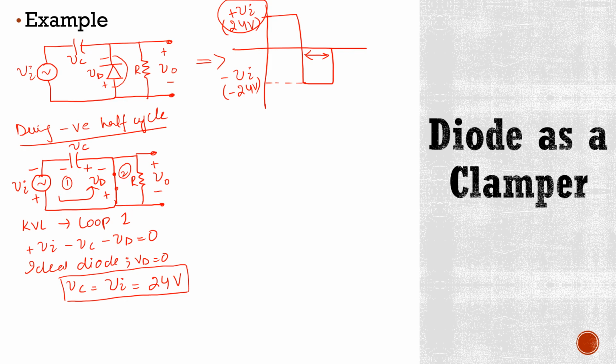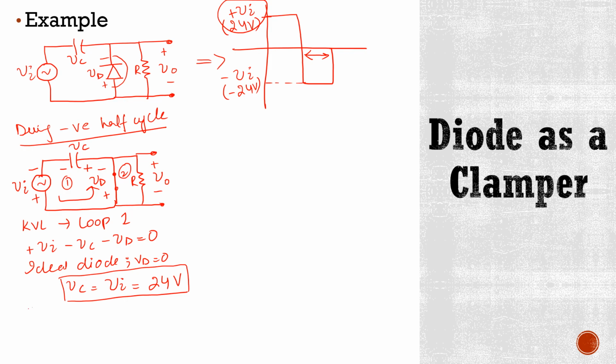It means when this diode is forward biased, it will allow current to flow through it. This current will flow through the capacitor and charge it to the peak value of the input voltage, which is 24 volts. Now this capacitor will hold this charge until the diode is forward biased again.